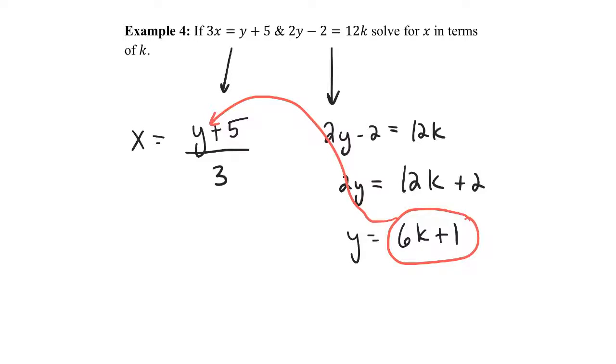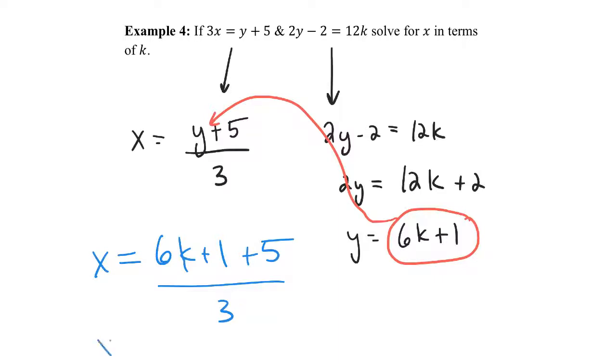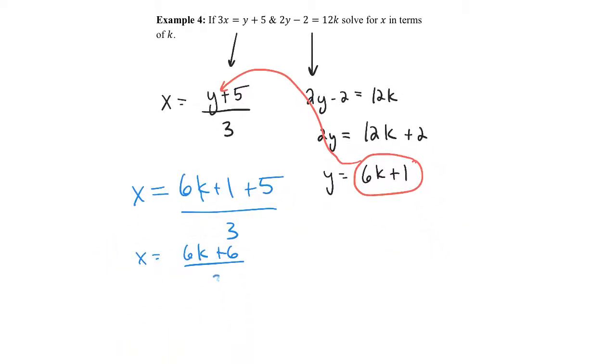So this equation becomes x equals 6k plus 1 plus 5 all over 3, which is equal to 6k plus 6 all over 3, which means I divide the 3 into both, 2k plus 2. And that's my answer for this problem. I'm going to point out the fact that there are other ways to do this as well. That's not the only approach you could have taken.